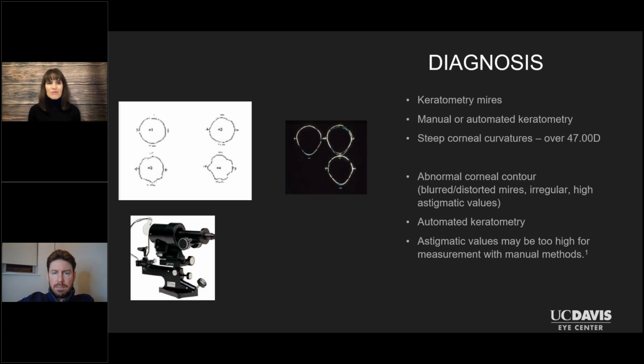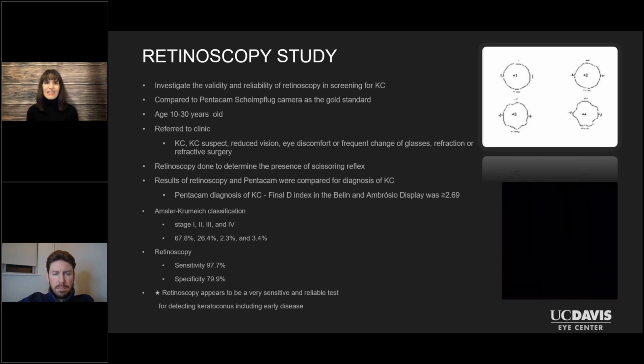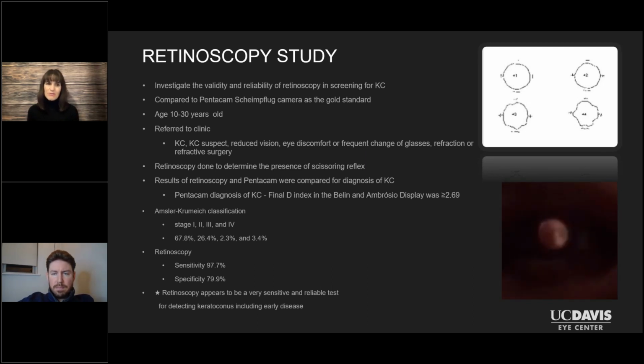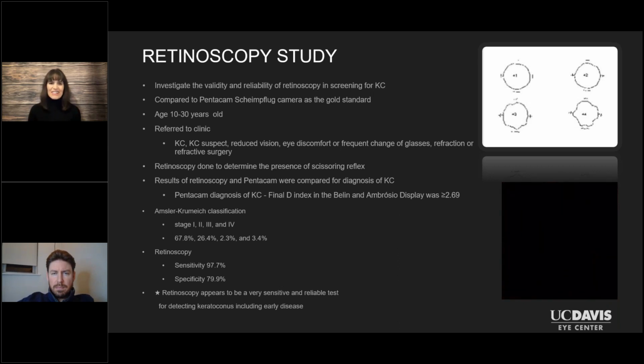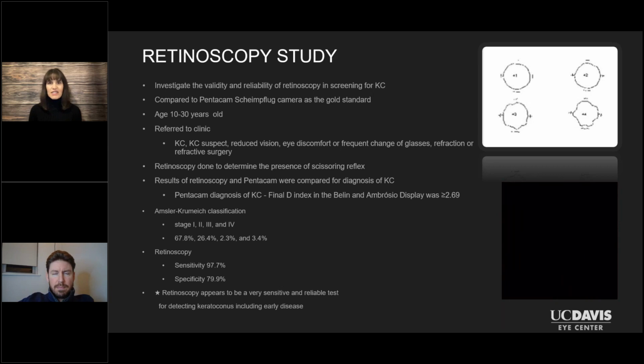So here you can see some mires that are quite irregular. If there are steep corneal curvatures over 47, if there's an abnormal contour, of course, if there are any signs, scarring, striae, etc. But we do want to be looking out for keratoconus in all of our patients. Now, here is a study looking at retinoscopy compared to a Pentacam, and basically it showed that retinoscopy is quite sensitive and specific and can be a very reliable test to detect keratoconus.